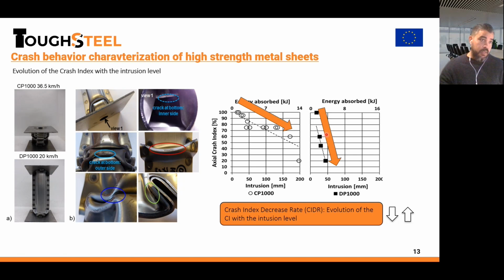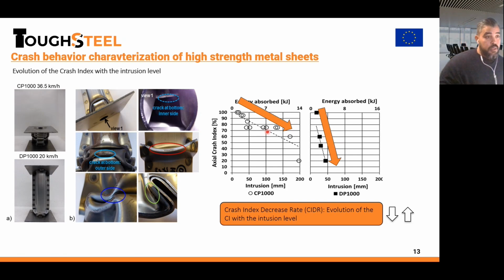samples. That means that the steeper this slope is, as in this case of DP, the more rapidly the cracks propagate through the sample, and then for low intrusions we already have a very low crash index. It means a lower fracture performance or lower crash performance. On the other hand, tougher materials which can resist more damage, we can see that for large intrusion levels, we're still having large crash index levels.